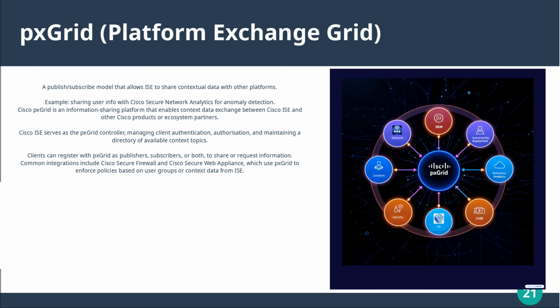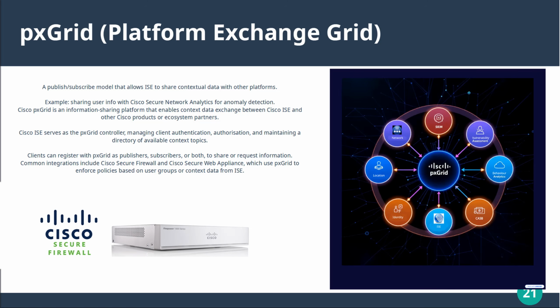Clients can register with pxGrid as publishers, subscribers, or both to share or request information. Common integrations include Cisco Secure Firewall and Cisco Secure Web Appliance, which use pxGrid to enforce policies based on user group or context data from ISE. For example, Cisco Secure Firewall can connect to pxGrid to access user and device identity data, enabling policy enforcement based on attributes like Active Directory group membership.